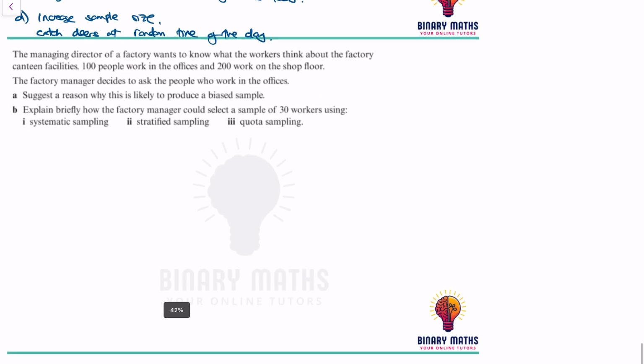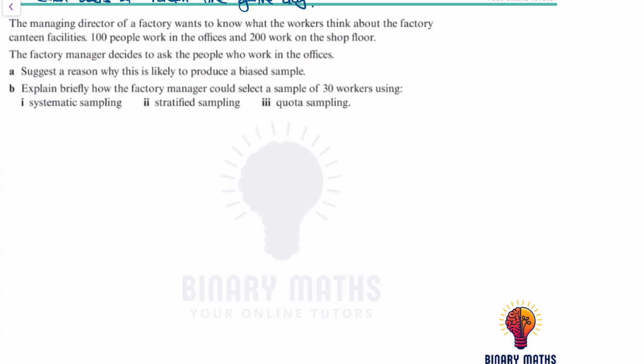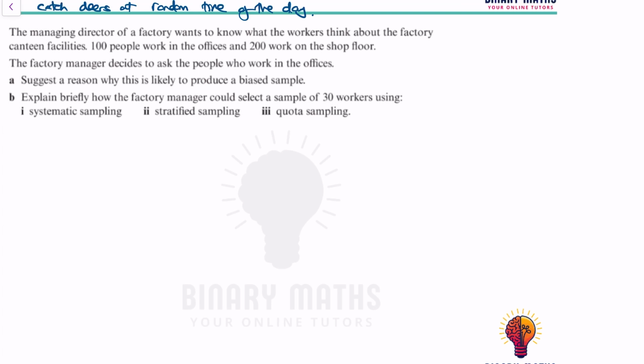Okay, the managing director of the factory wants to know what the workers think about the factory canteen facilities. 100 people work in the offices and 200 work on the shop floor. The factory manager decides to ask the people who work in the offices. Suggest a reason why this is likely to produce a biased sample. Because the people on the shop floor are not represented in this survey.